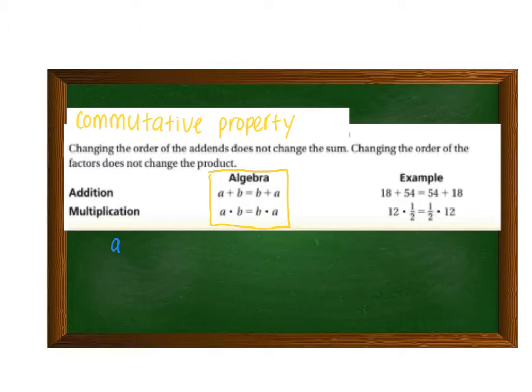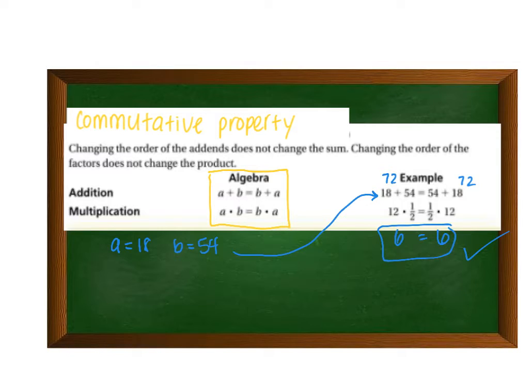Now, what I like to do is I like to say A equals, let's say A equals 18, B equals 54. And we see that example right over here, okay? So 18 plus 54 is the same as 54 plus 18. They're going to be the same on both sides of that equal sign, okay? Both sides are 72, okay? Same thing for multiplication. If A was 12 and B was 1/2, this would be 6. And then even though you reverse it, it's still going to be 6, okay? 6 equals 6.